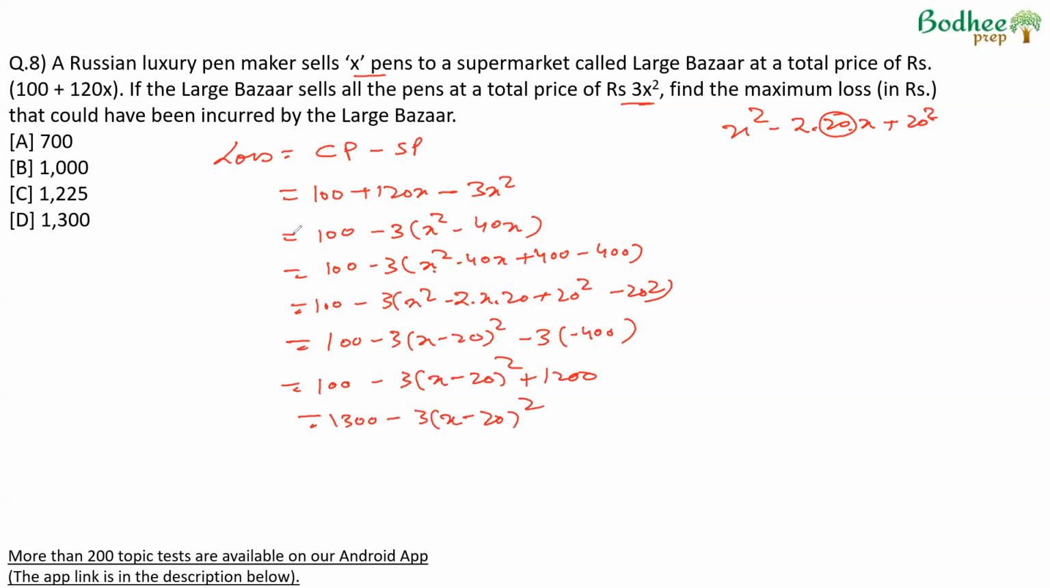Since we are talking about the loss, the maximum loss will be when this negative term is minimum. And that will happen when it is 0, because since (x minus 20) square is there, this value can never be negative. So the moment we reach 20, this becomes 0, and that is where the loss will be maximum. The maximum loss that can happen is 1300 units, and this will happen when x is equal to 20.